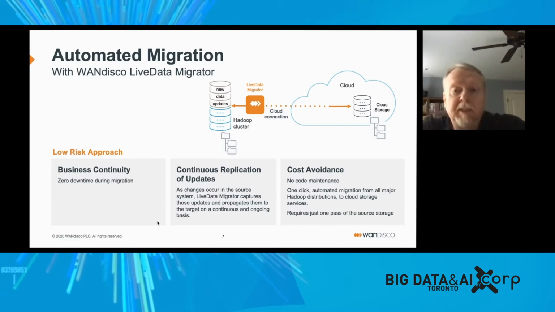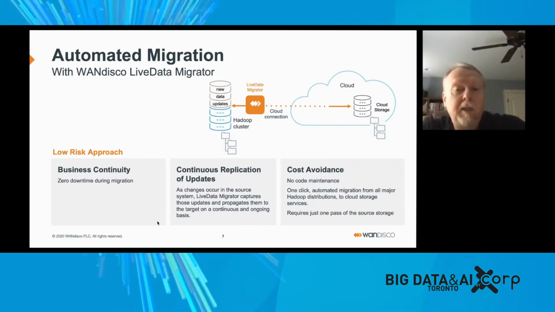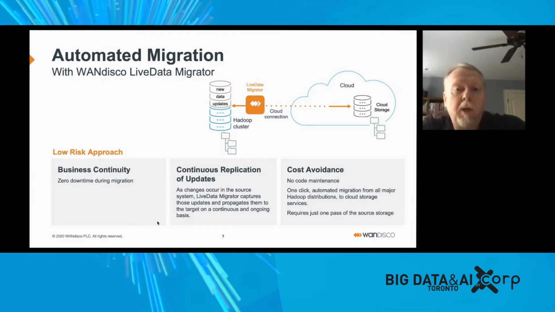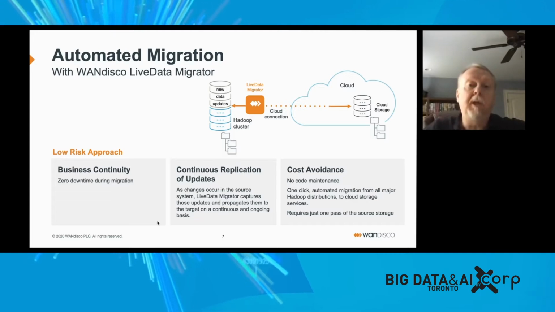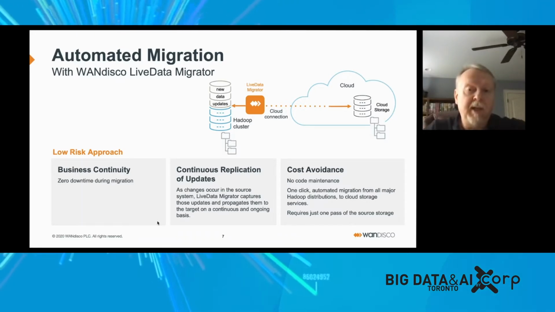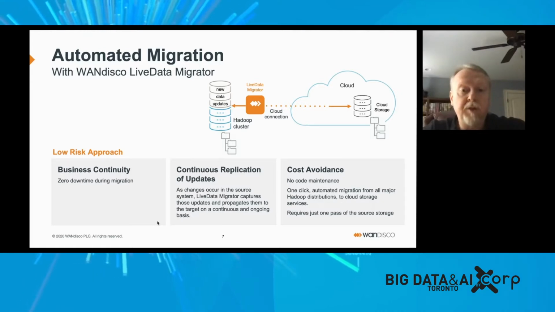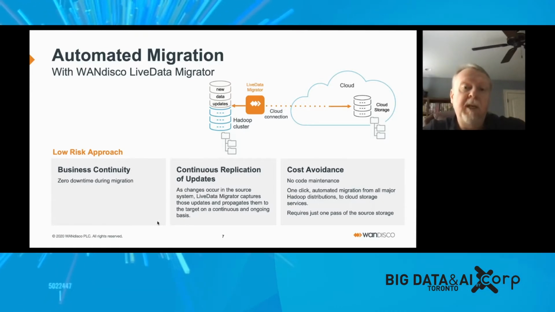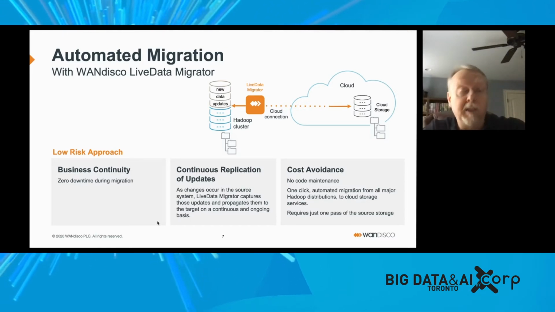So if you select a data set and say, I'm going to migrate this data to the cloud, that's great. We copy the data over, but then the key part comes in that as changes are being made to the data at the source, we get notification of those changes, capture those updates, and propagate them to the target on a continuous and ongoing basis.